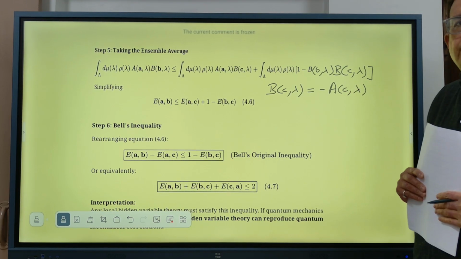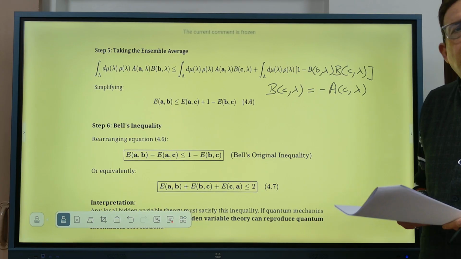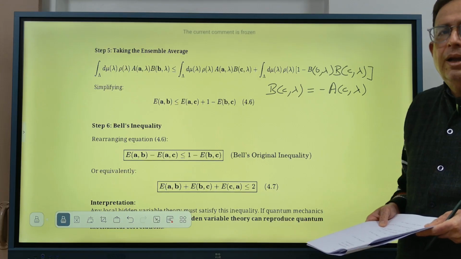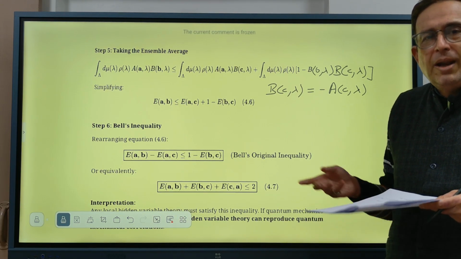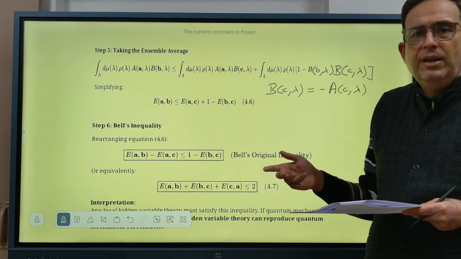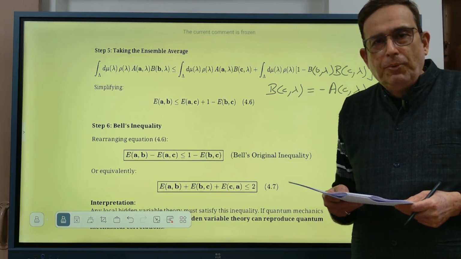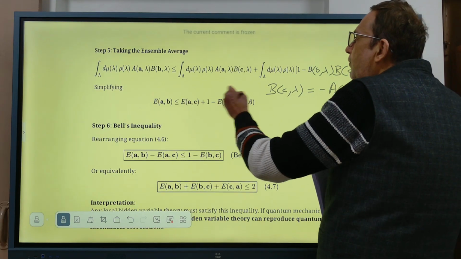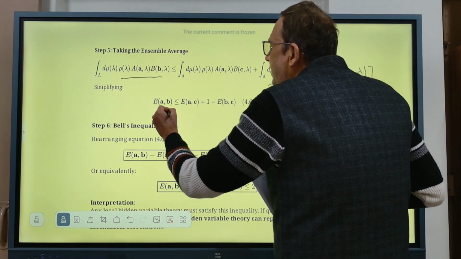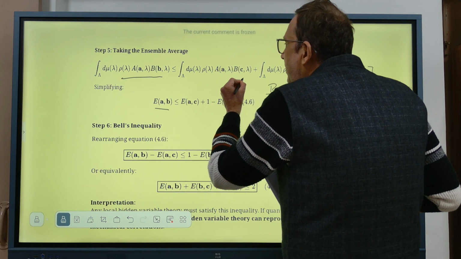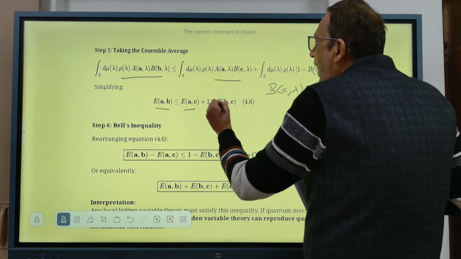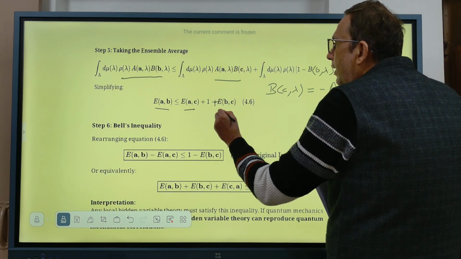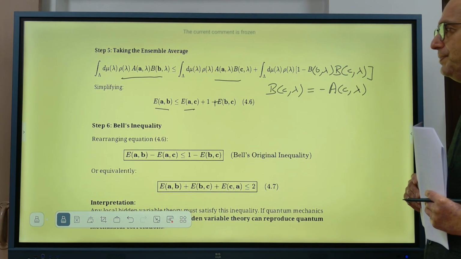Because Bob's measurement and Alice's measurement are correlated, if Bob's measurement is plus 1 in one particular direction, then Alice's measurement will be in the opposite direction. So you can see that this particular thing is EAB, this is EAC, and this is 1 plus EBC. So it's like this.